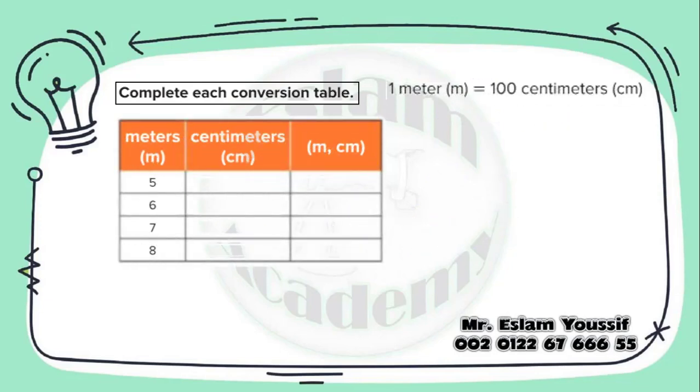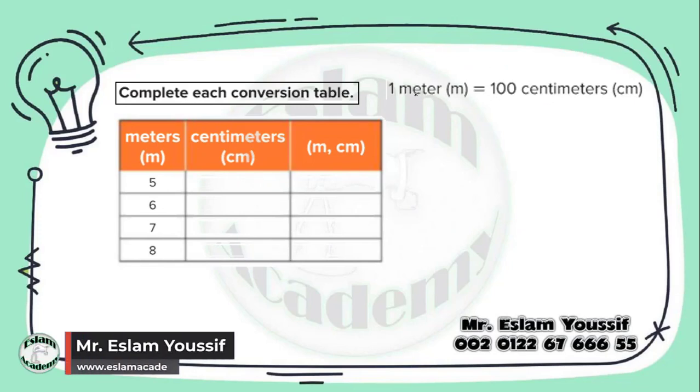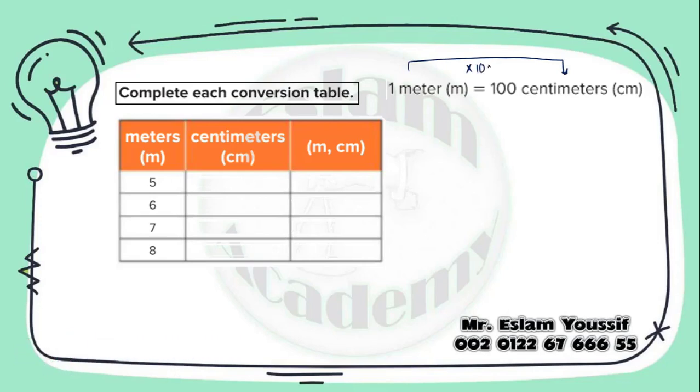Now in this table, we have a relation between meter and centimeter. As we know that 1 meter is equal to 100 centimeters. From the greatest unit to the smallest unit, I will just multiply. So from meter to centimeter, we just multiply it by 100. And from centimeter to meter, we just divide it by 100.